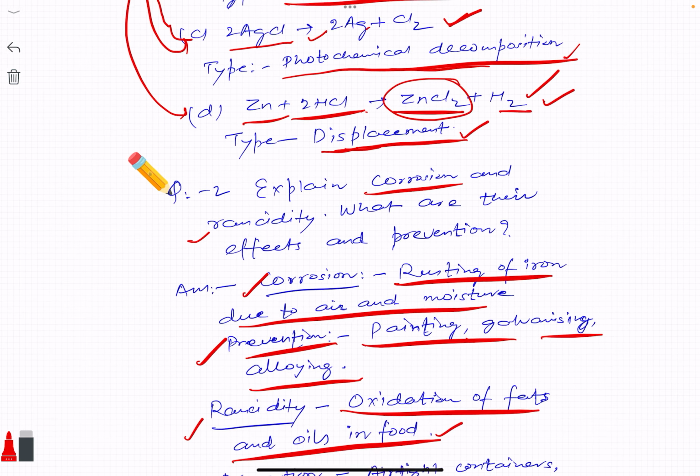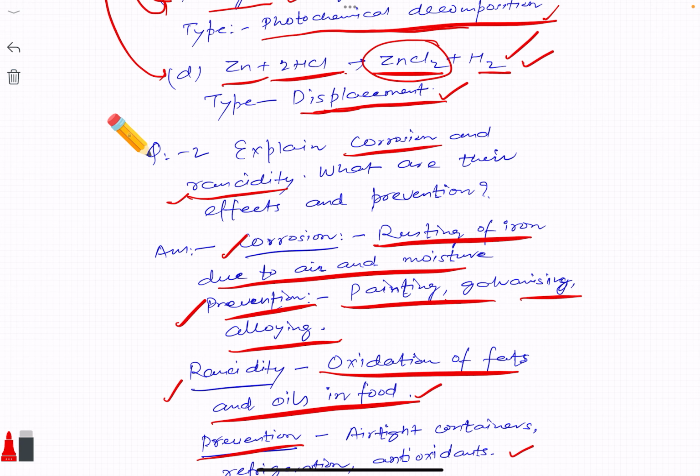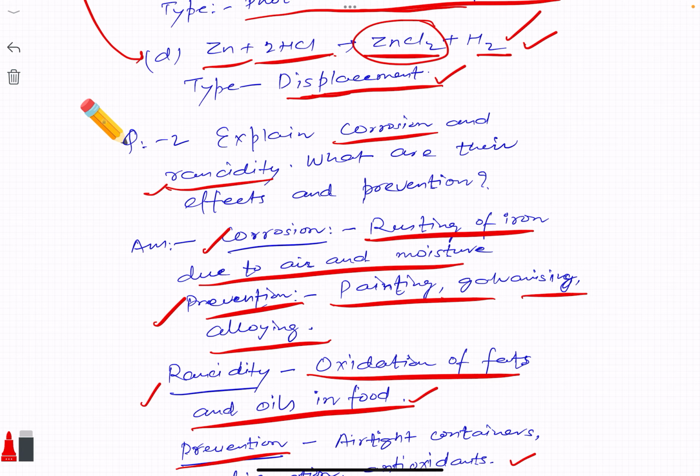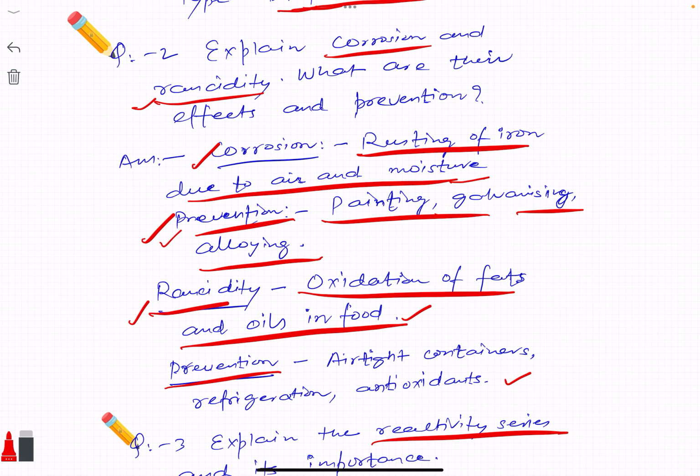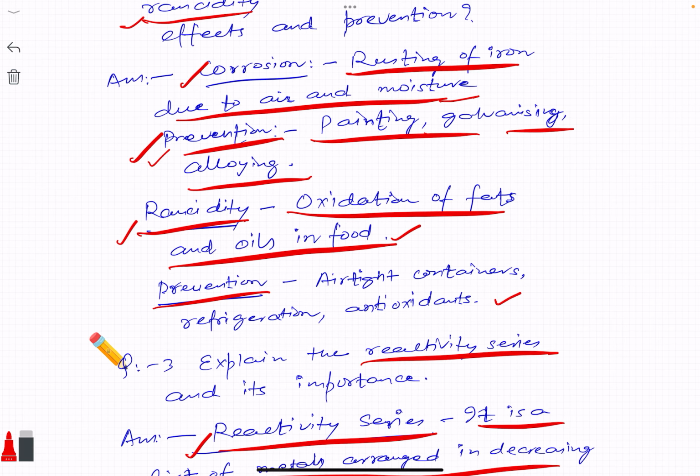Question number 2, explain corrosion and rancidity. What are their effects and prevention? Corrosion is rusting of iron due to air and moisture. Its prevention is painting, galvanizing, alloying. Rancidity is oxidation of fats and oils in food. Prevention is airtight containers, refrigeration, antioxidants.